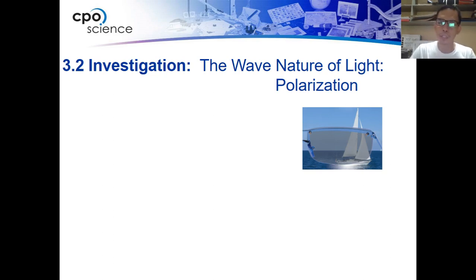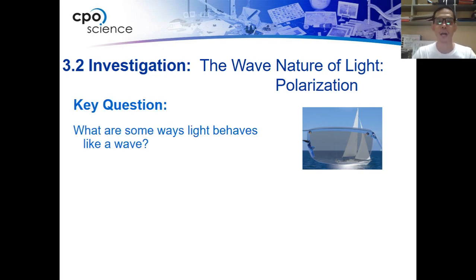Alright, so in the previous lesson we talked about the different parts of an electromagnetic wave. We have the wavelength, the frequency, and the velocity. In an electromagnetic wave, the velocity is constant, that is 3.0 times 10 to the 8 meters per second. In this lesson, we will discuss one of the two natures of light. There are two natures of light: the wave and the particle nature of light. In this lesson, we will talk about some ways that light behaves like a wave.